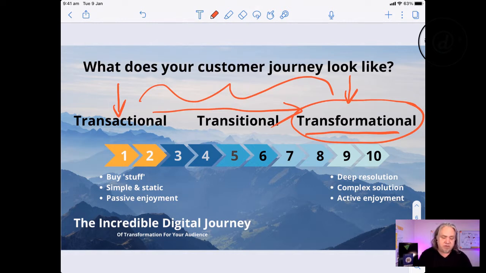Is it, again, simple stuff? And simple doesn't mean bad. Simple just means that's what your business is. So it doesn't necessarily matter. But do you want to be in more of the transformational space where you're able to bring that audience on a journey across their entire ecosystem, so that you're able to provide deep resolution of problems, a complex solution, and an active enjoyment as well? So we all need to look at that. If you wouldn't mind, in the chat put where on a scale of 1 to 10 you are from transactional to transformational.